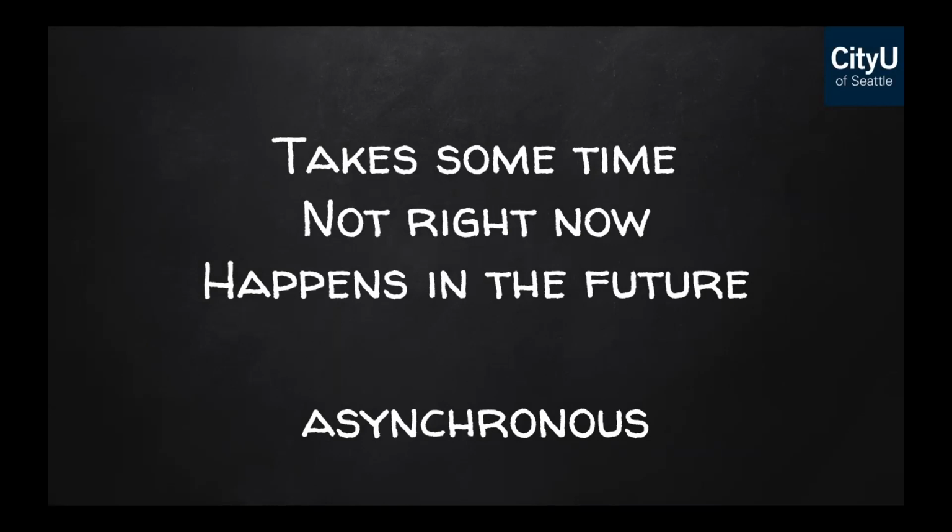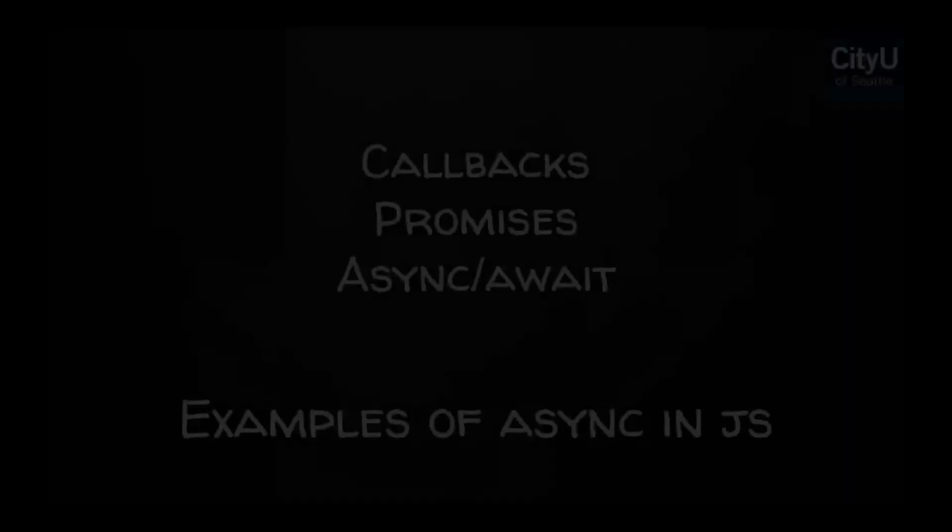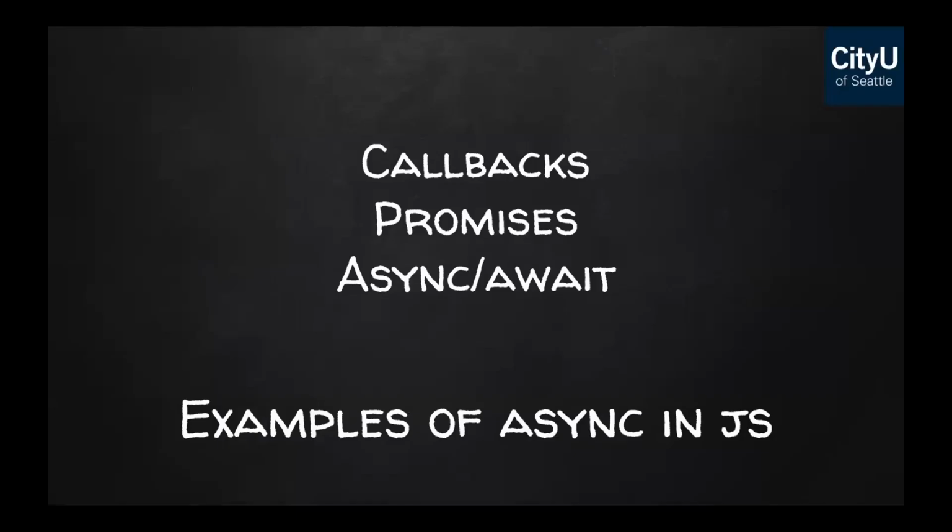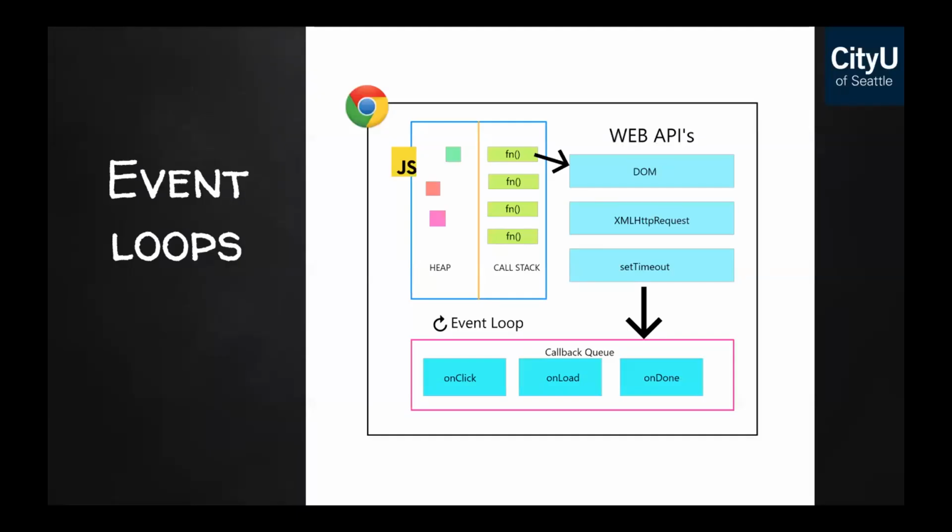Some phrases that you can use to remember. When you say asynchronous, it just says it takes some time. It could be not right now, it could happen in the future. Examples of asynchronous in JavaScript: we use callbacks, promises, async, and await. Event loops, okay? So we already talked about this a while ago with the very nice GUI.